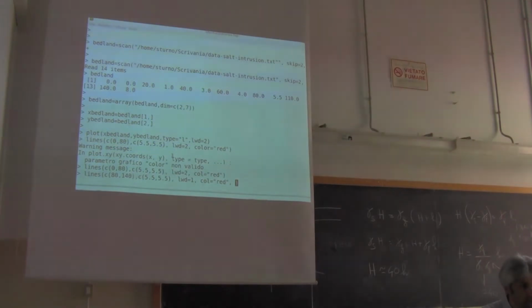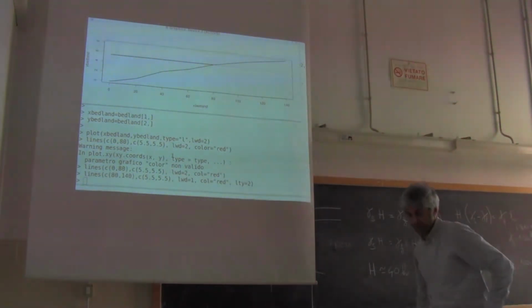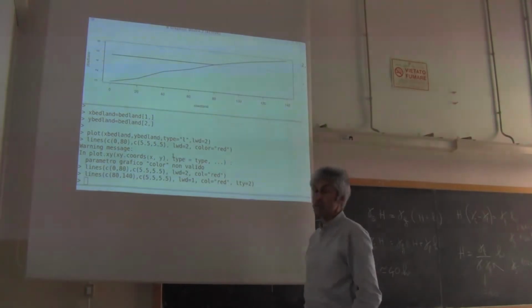In order to make a line dashed, we have to use a parameter which is called LTY, which stands for line type, and we have to use LTY equal to. Okay, that's it. Questions?